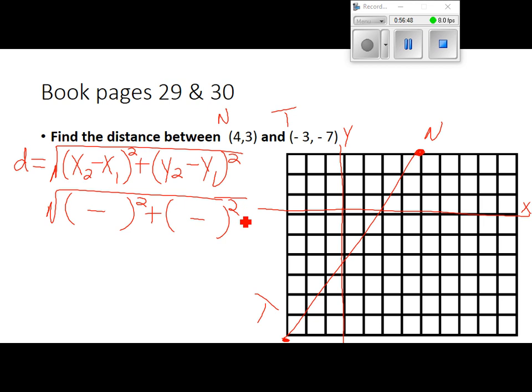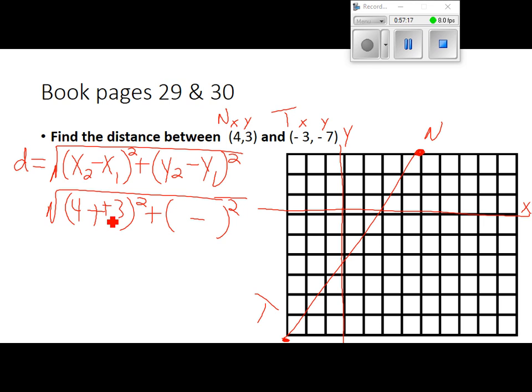Four, is that an X or a Y? I put an X above that, Y above that, X above that, Y above that, just so I don't make any mistakes. What are my two X's? 4 or negative 3. Before I go any farther, what ends up happening with this? You can just mark them out. A negative minus, or minus a negative, is just going to end up being positive.